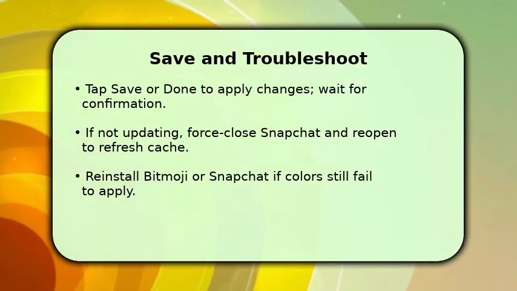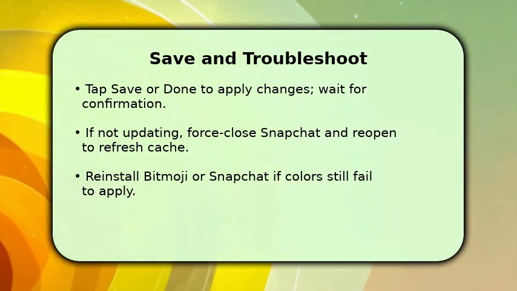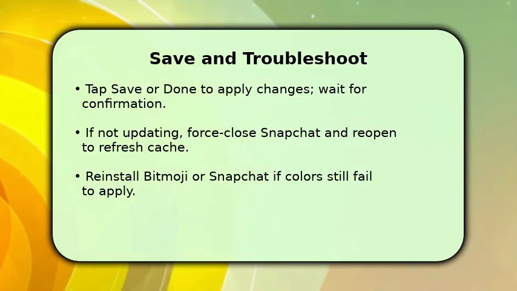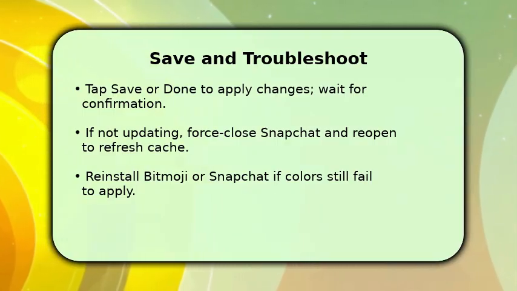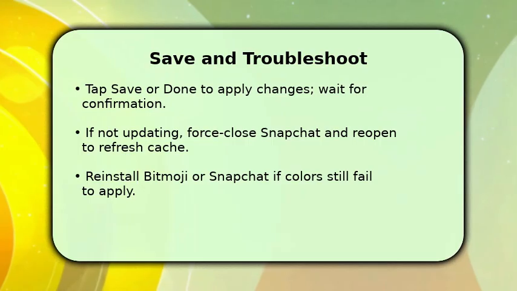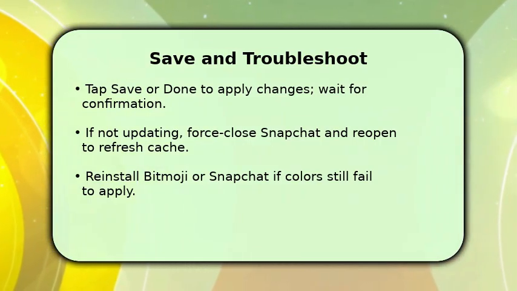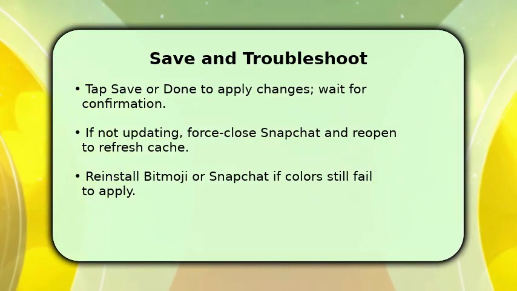Once done, check your profile and a snap to confirm the update propagated. If the change doesn't appear, make sure your app is up to date, then force close Snapchat and reopen to refresh the cache. If that fails, log out and back in, or reinstall the Bitmoji or Snapchat app to clear stuck data. One key tip: always save inside Snapchat, not only in the Bitmoji app, to ensure propagation.